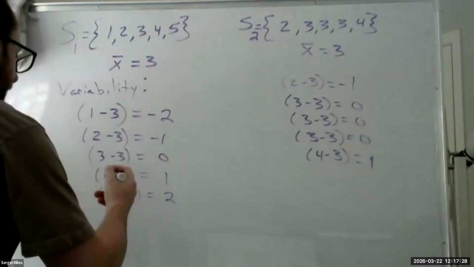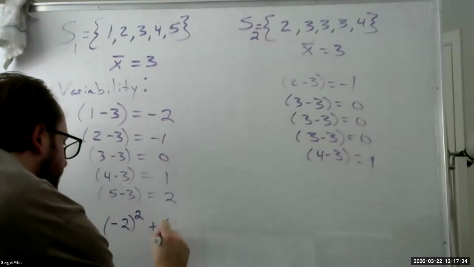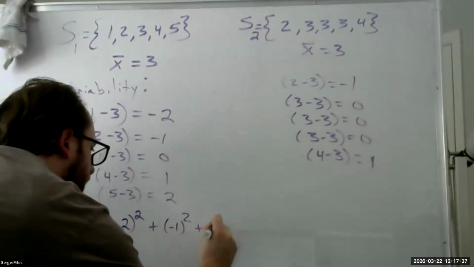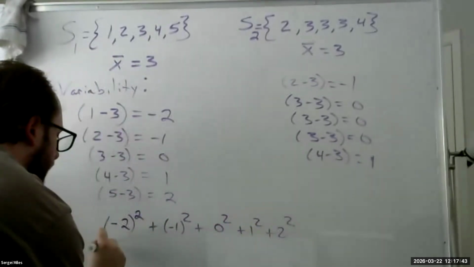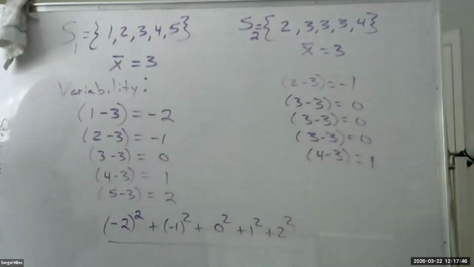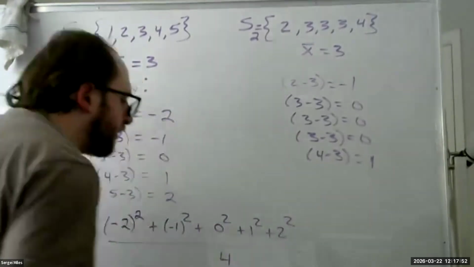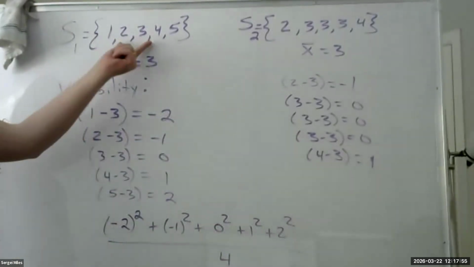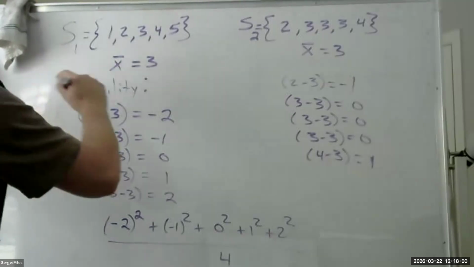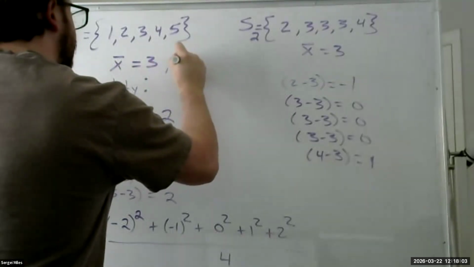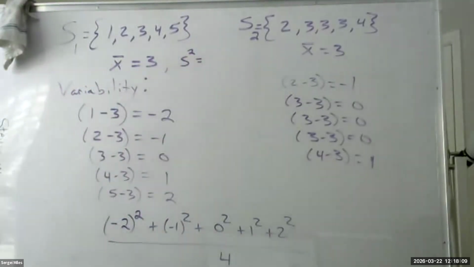So for sample 1, I'm going to have -2 squared plus -1 squared plus 0 squared plus 1 squared plus 2 squared. And we want to divide this by 1, 2, 3, 4. We want to divide it by 4. We're going to divide by n minus 1. If my sample size is 5, then we divide by 4. All right? So then for this first sample, my variance, which is s squared, equals, we go to a calculator.